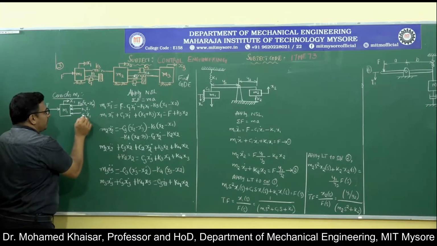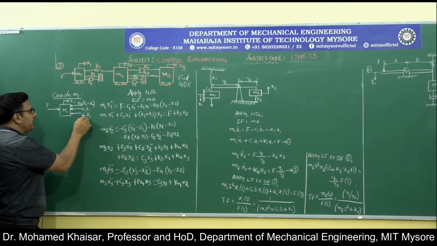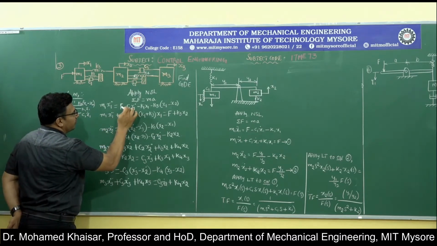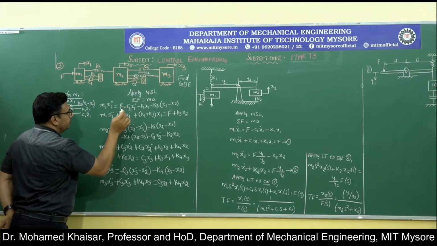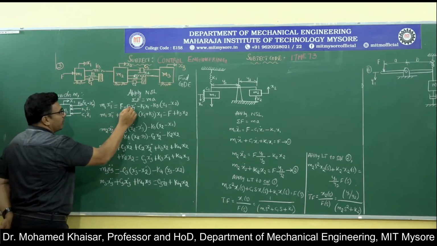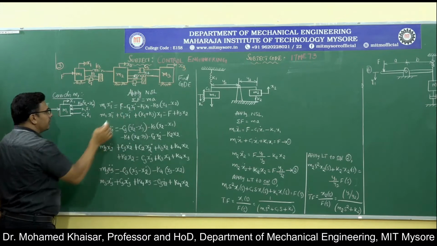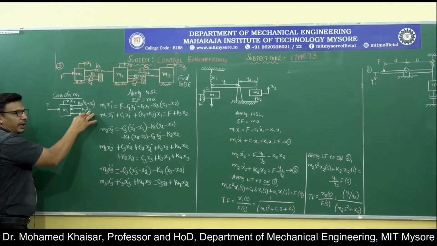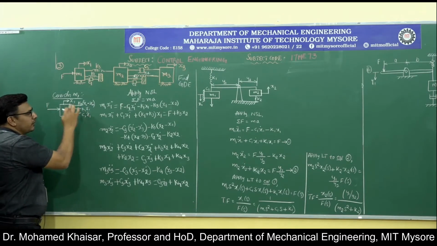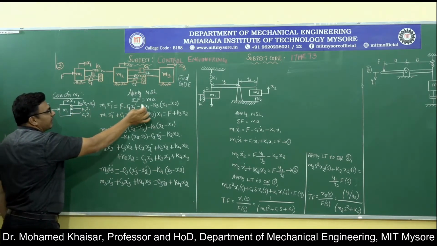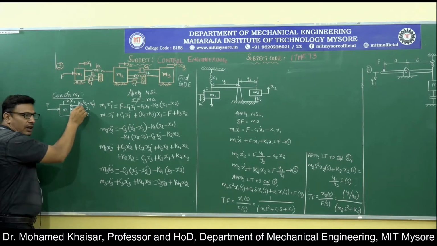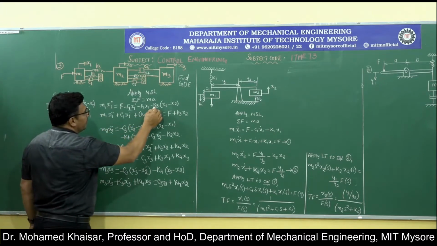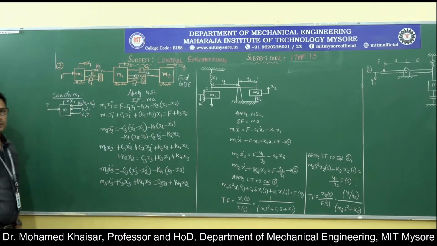Then, see, this damping force is acting in the direction opposite to that of displacement, that is why minus C1 into x1 dot has been written here. Then, see, this force K1 x1 is also acting in the direction opposite to that of the displacement, that is why minus K1 x1. Then this force is also acting in the direction opposite to that of the displacement, that is why minus K3 into (x1 minus x2).